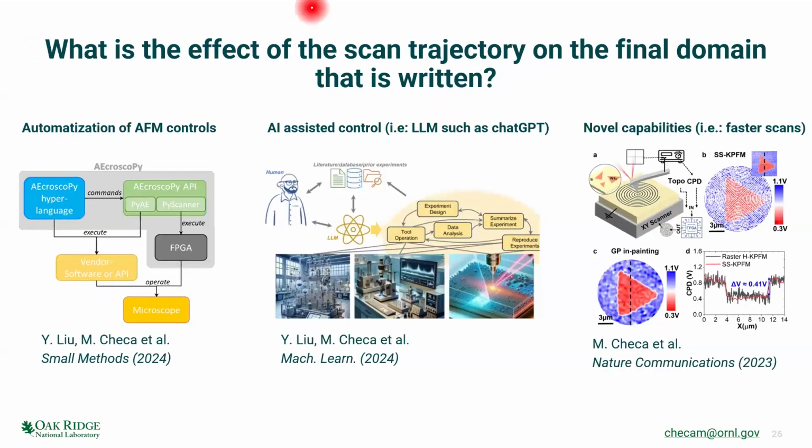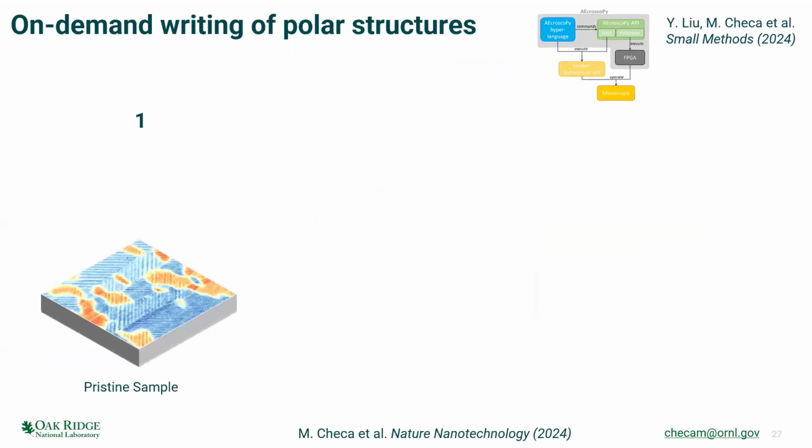Then we wanted to study what is the effect of the scan trajectory on the final domain, and whether we can use it to generate these topological structures in these types of materials. So we use, again, microscopy. We've also leveraged the use of LLMs, and I'll show a video at the end, to help us design the programming part of this. I talked before about how we've used those two for the faster scanning modes.